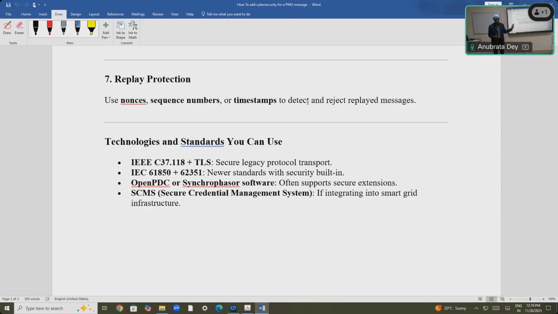Because I'm going to move on to the next, 62443 standard after that. I think the technologies you are already familiar with. We had already talked about some of these technologies, right?